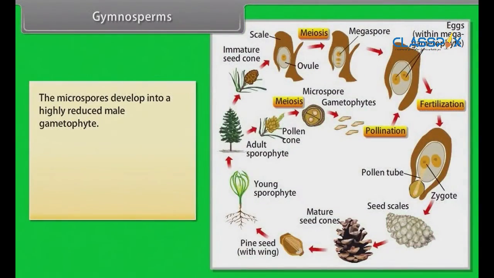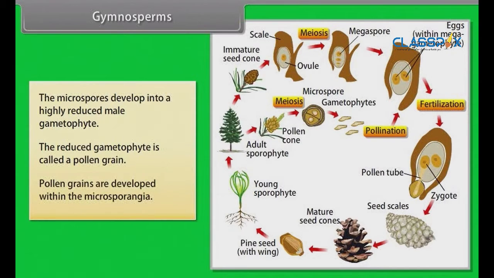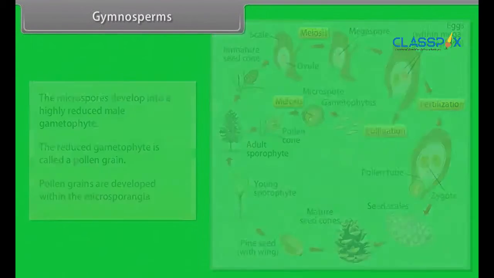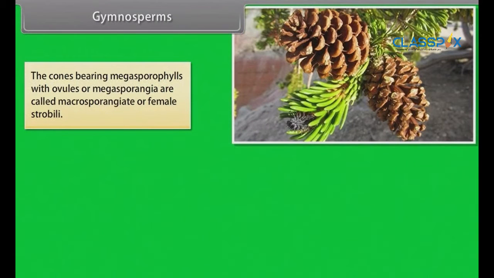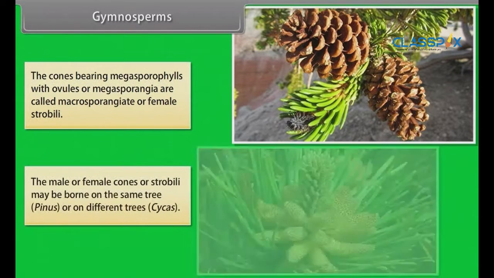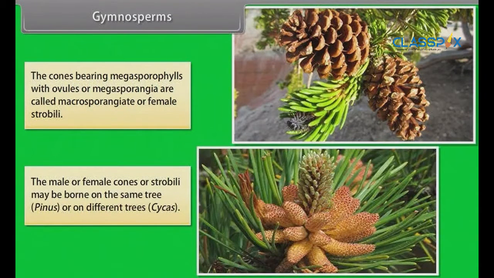The microspores develop into a highly reduced male gametophyte. The reduced gametophyte is called a pollen grain. Pollen grains are developed within the microsporangia. The cones bearing megasporophylls with ovules or megasporangia are called macrosporangiate or female strobili. The male or female cones or strobili may be borne on the same tree, as in Pinus, or on different trees, as in Cycas.